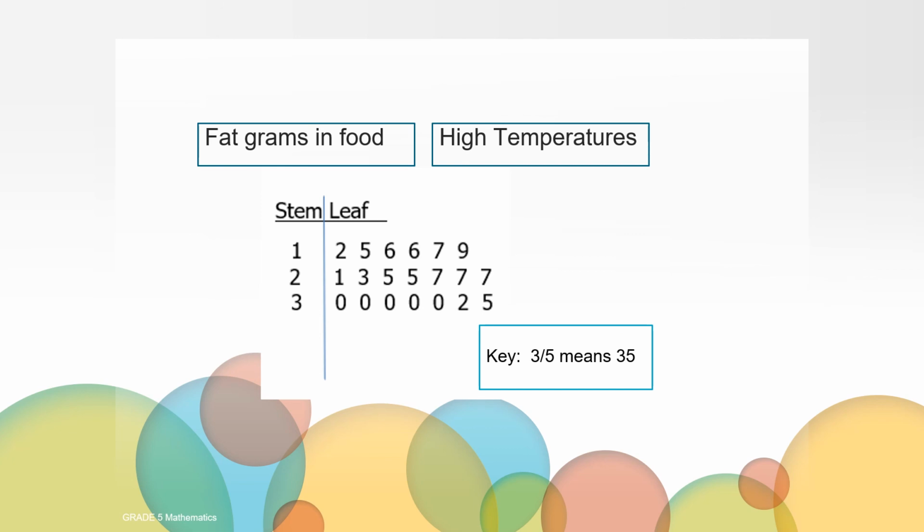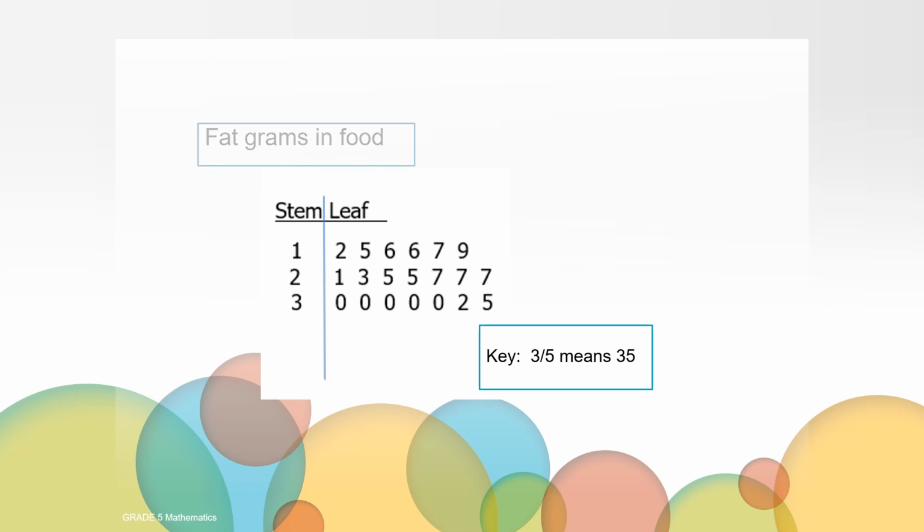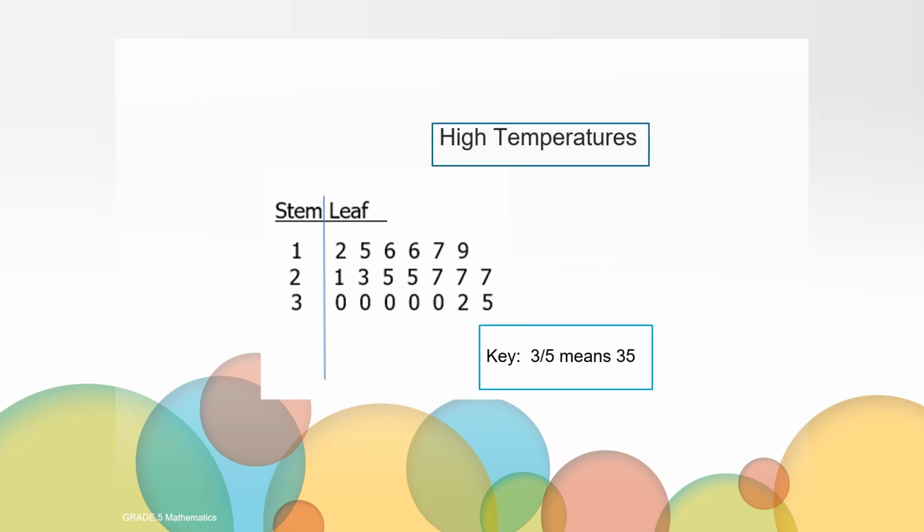Well, if these are my two choices, then I'm leaning towards fat grams in food because these numbers are really low. However, an argument could be made for high temperatures depending on the place in the world and the time of year. Or the temperatures may be written in Celsius instead of Fahrenheit. Which title do you prefer? Don't forget to explain why.